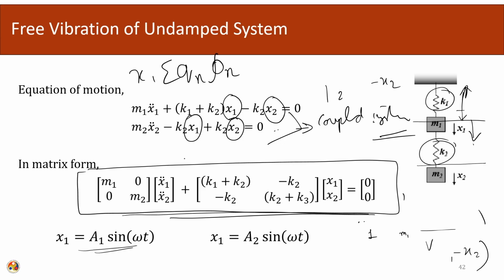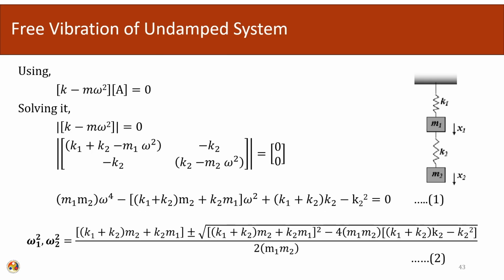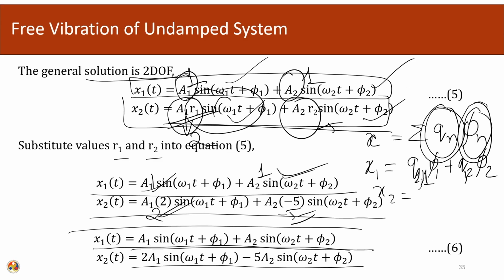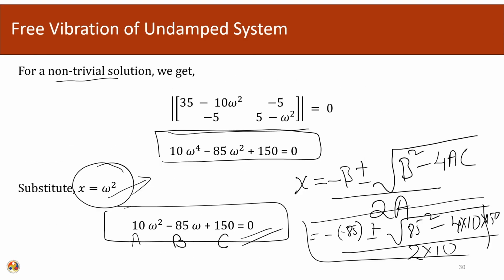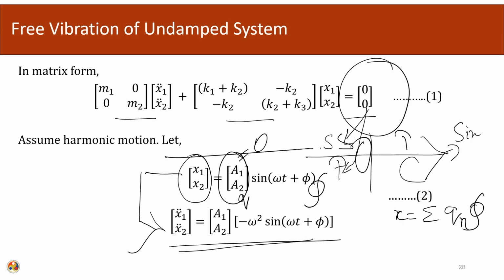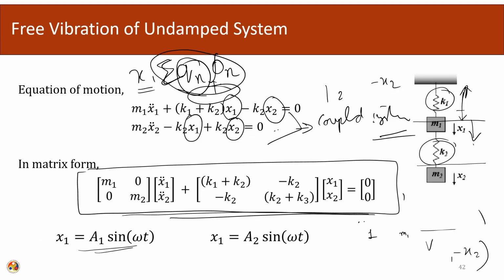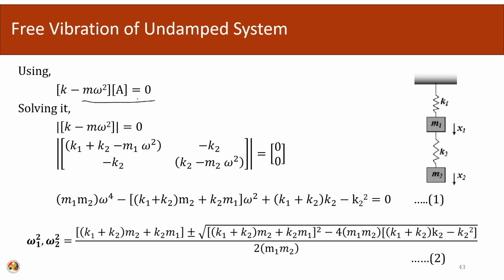The contribution to x1 will be due to the first mode plus the second mode. So this will be a summation and there will be an amplitude component. Again we put the approximation of x1 and x2, same as we did here. In the last case we assumed x1 and x2 as Qn and phi n. Same thing we are doing here, and we are putting the values of x1 and x2 in the equation.